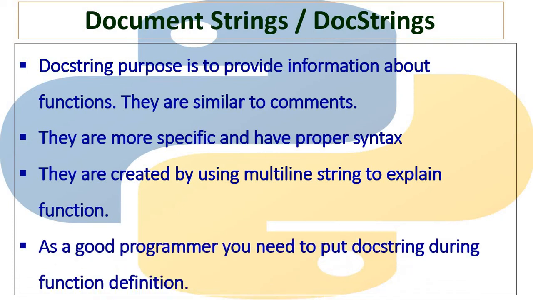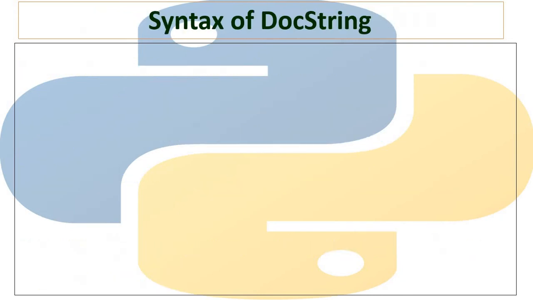Now, as a good programmer, you need to put a DocString in a function definition. It is not compulsory, but as a practice of writing good programs, you have to put a document string in your function definition. This is the syntax of writing a document string. So this has to be written when we are defining a function. So there is one function, addition.